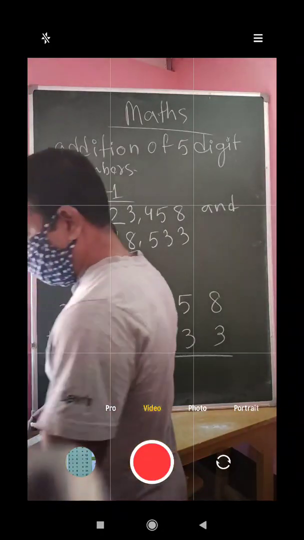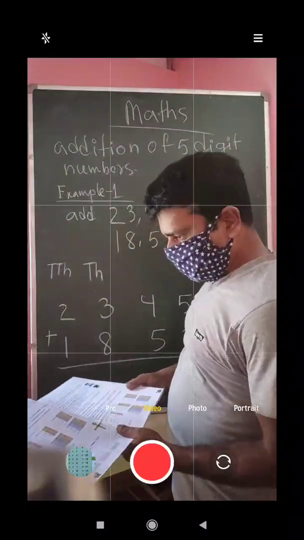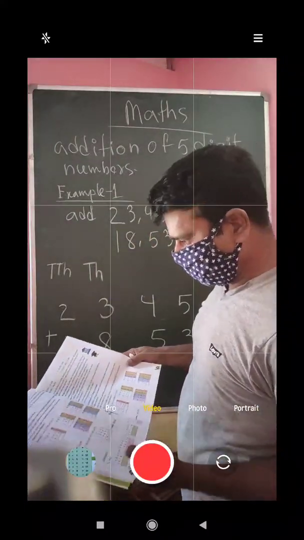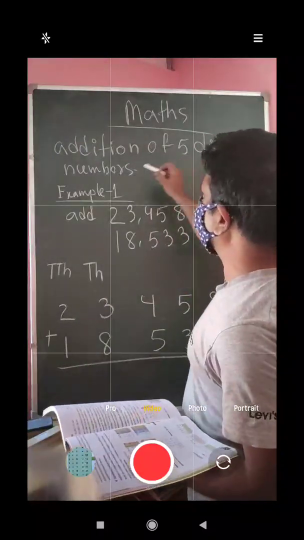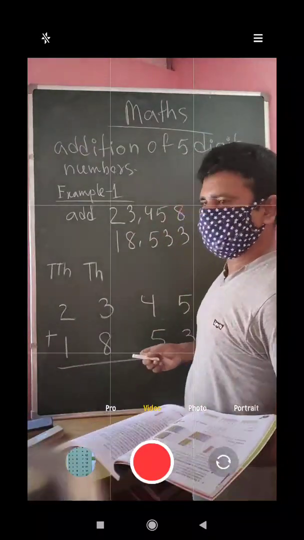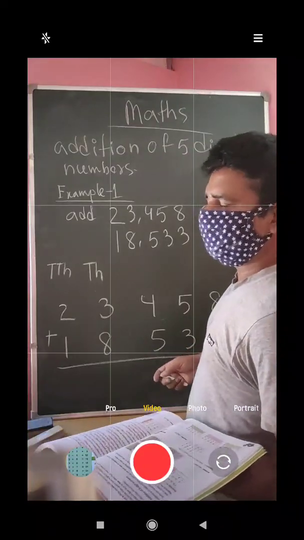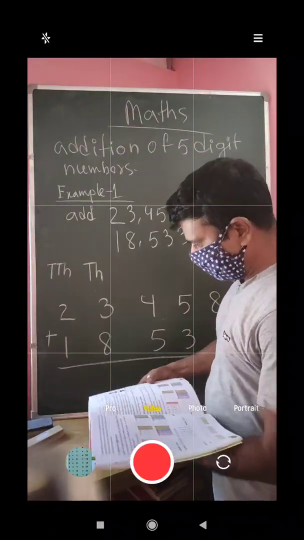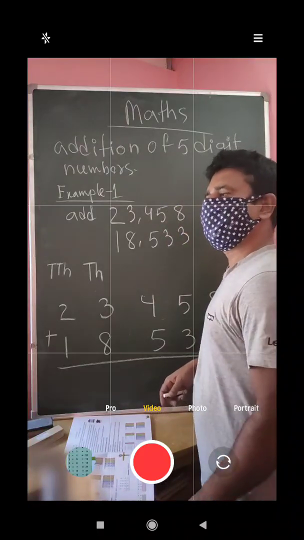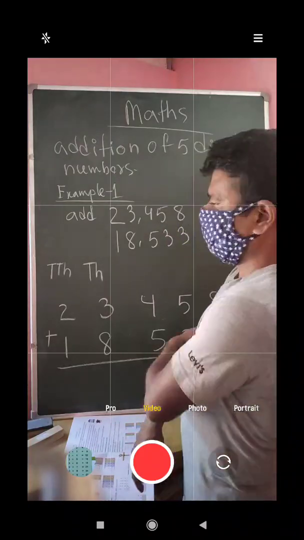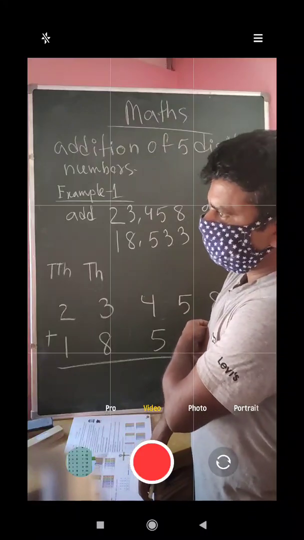Good morning, dear students. Today we will see again maths, that is addition, and today we will see addition of 5-digit numbers, though it is the same as with 4-digit numbers. And what we have got in 4-digit numbers is that when we add 4-digit numbers, sometimes it becomes a 5-digit number also. So it depends upon the situation.